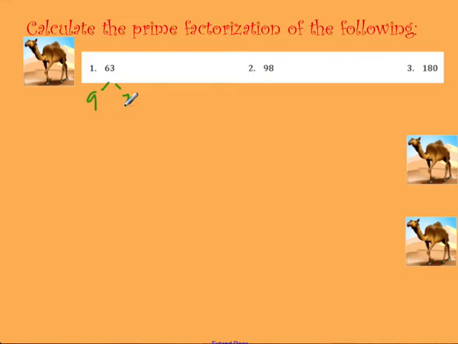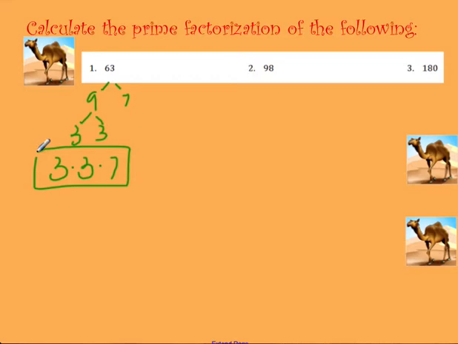Well, 7 is a prime number. 7 cannot be broken down anymore. 9, however, can. What divides 9? Well, 9 breaks down to 3 and 3. So to write out the prime factorization of 63, it's just 3 times 3 times 7. So this note sheet is all going to be about knowing your multiplication and having that multiplication stuff memorized.